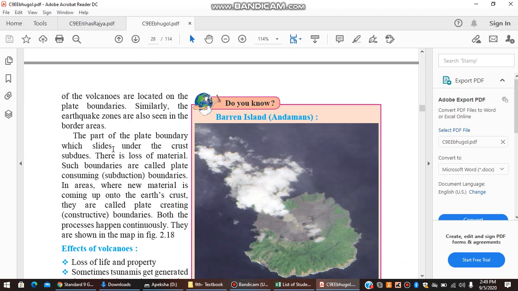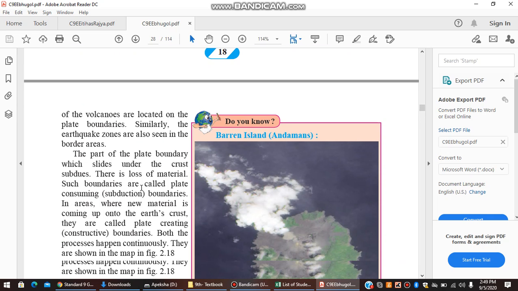The part of the plate boundary which slides under the crust subducts. There is loss of material. Such boundaries are called plate consuming boundaries. In areas where new material is coming up onto the Earth's surface, they are called plate creating boundaries. Both the processes happen continuously. They are shown in figure 2.18.